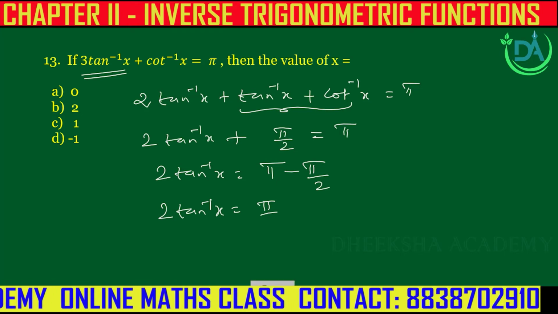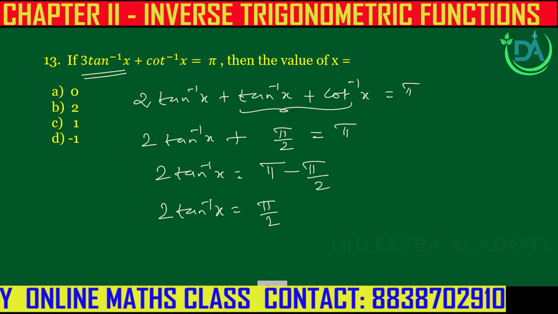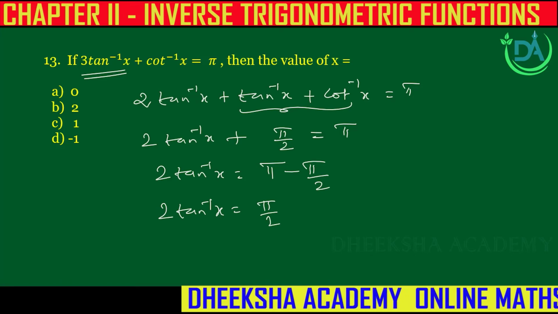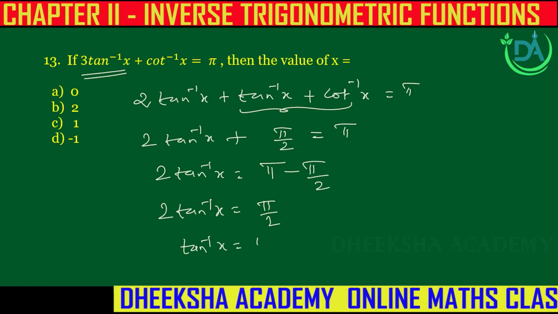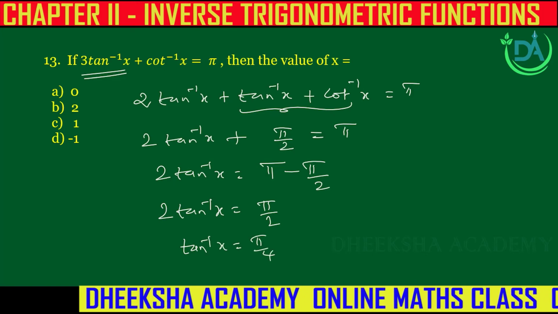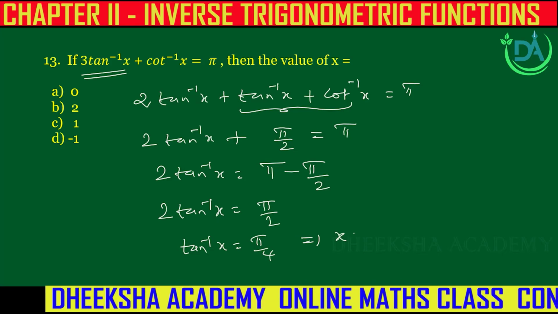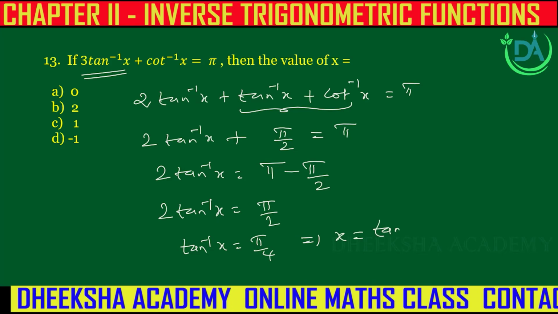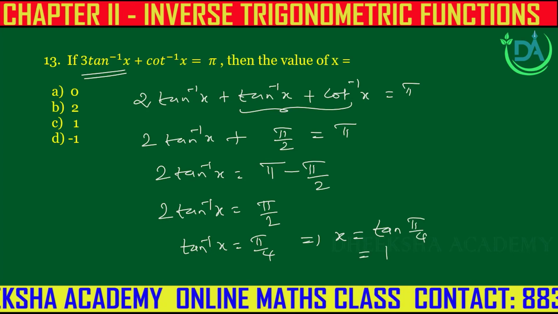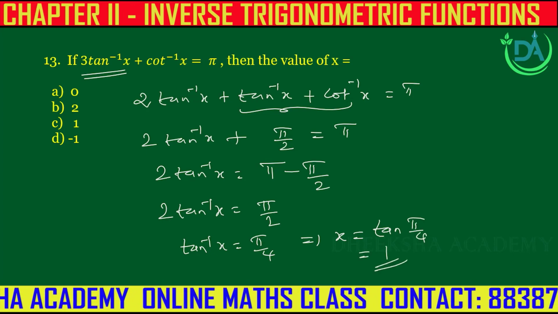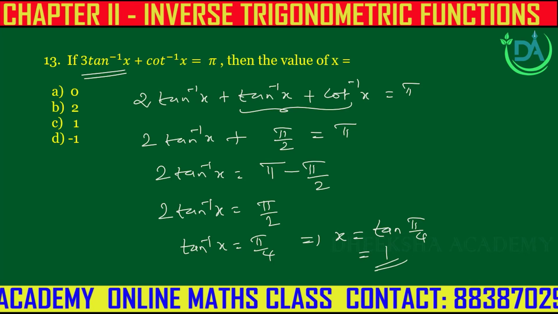Pi by 2. Pi minus pi by 2, pi by 2. So therefore tan inverse x is equal to pi by 4, which implies x is equal to tan pi by 4. We know the value of tan pi by 4. Tan pi by 4 is 1. Tan 45 degrees is 1. So x is equal to 1. So option C is correct answer.